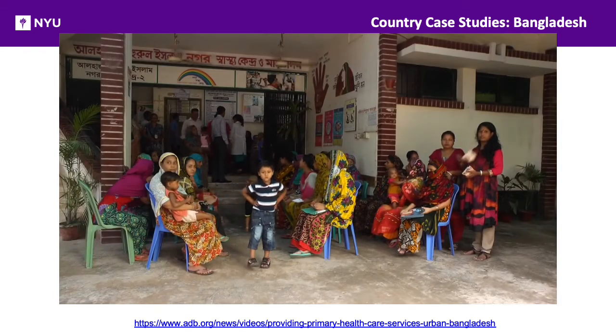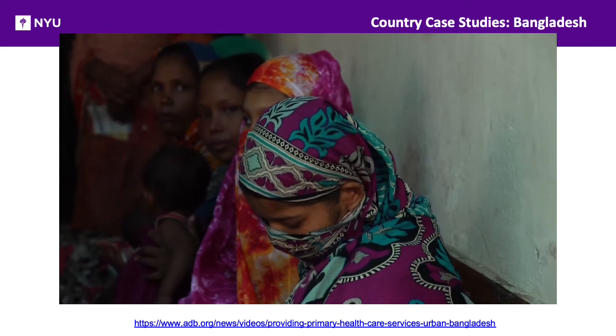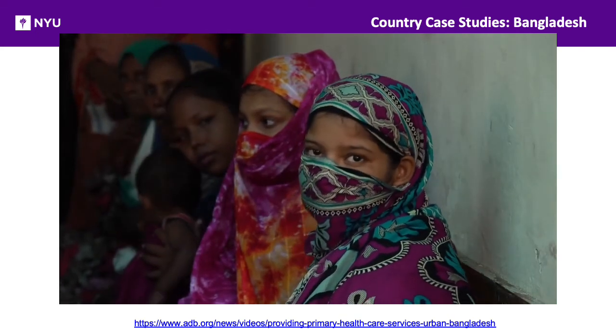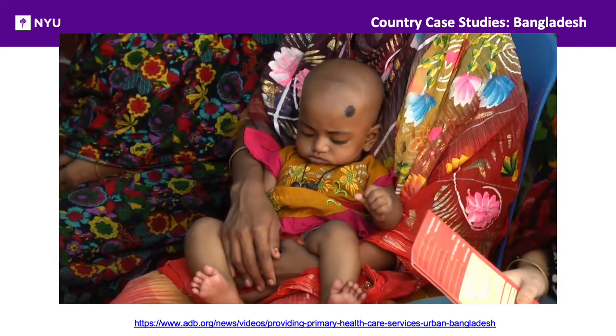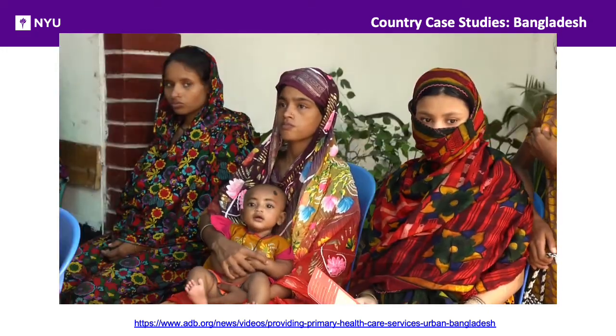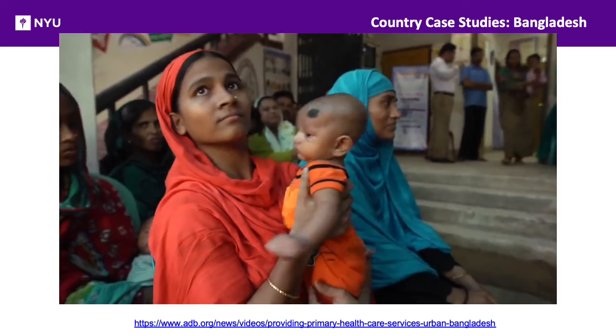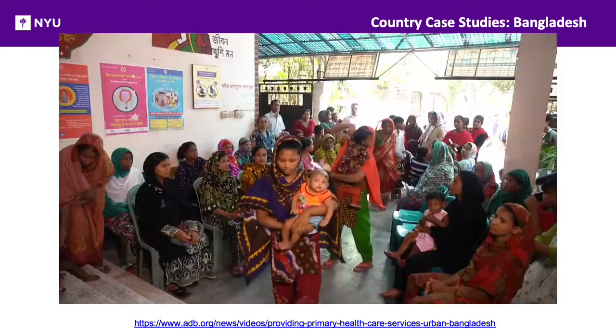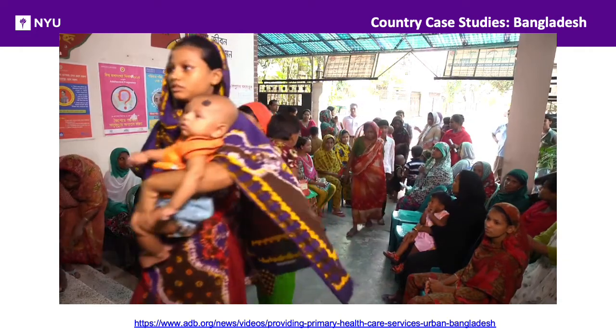Waiting stoically for their turn. This clinic in a poor suburb of Dhaka sees up to 80 patients a day. Without the services provided here, most of these women would go through pregnancy and give birth at home without professional help. A risky practice with potentially tragic consequences.